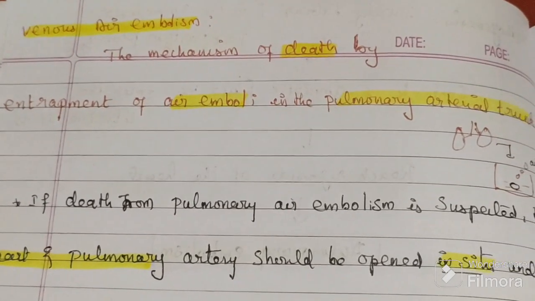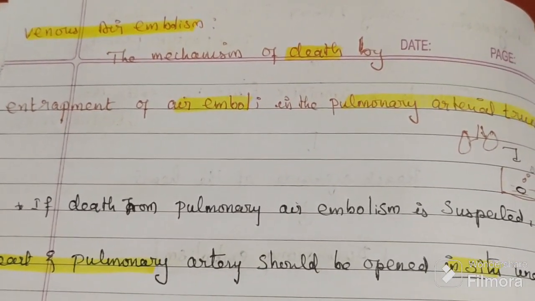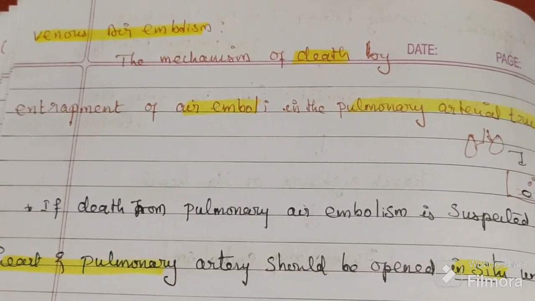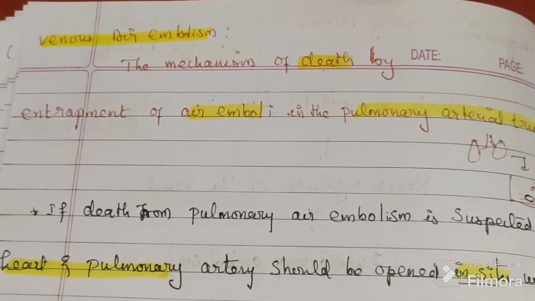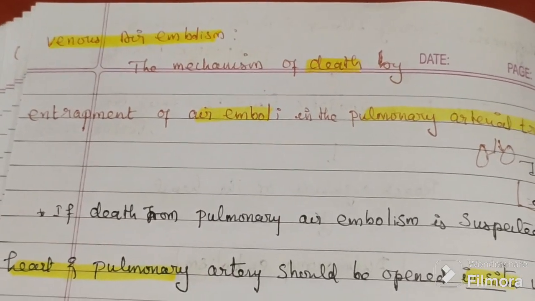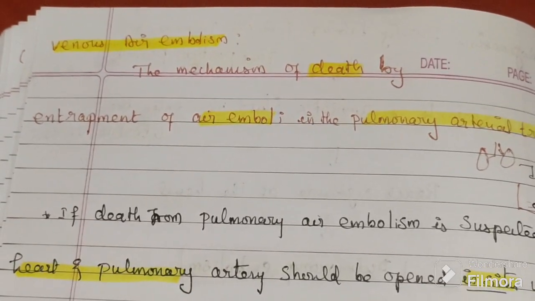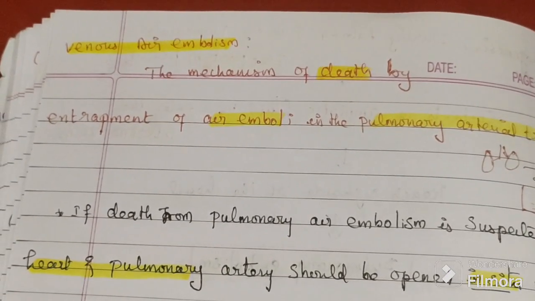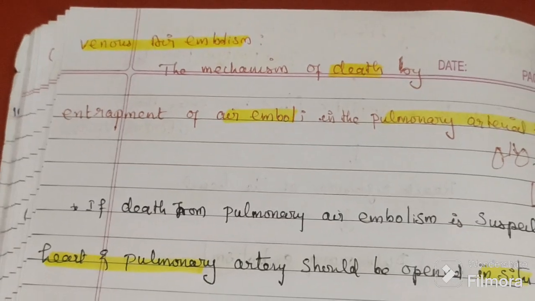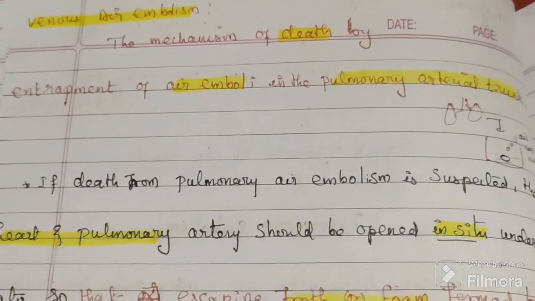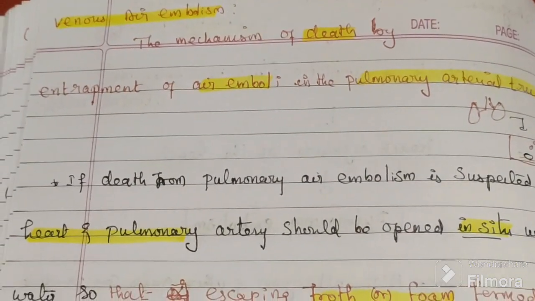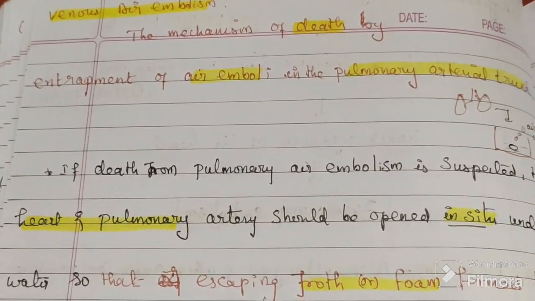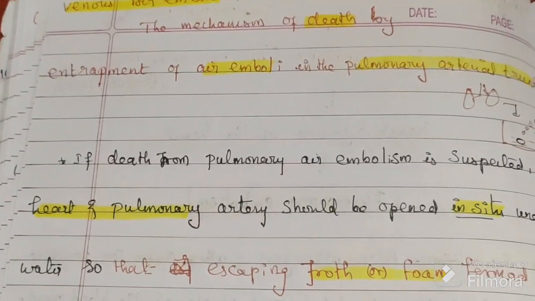A head and neck surgeon operating on the patient may accidentally open the jugular vein, so that environmental air enters inside and forms an air embolism. The air embolism will reach the pulmonary circulation and the patient suddenly dies. Again we will perform an autopsy.